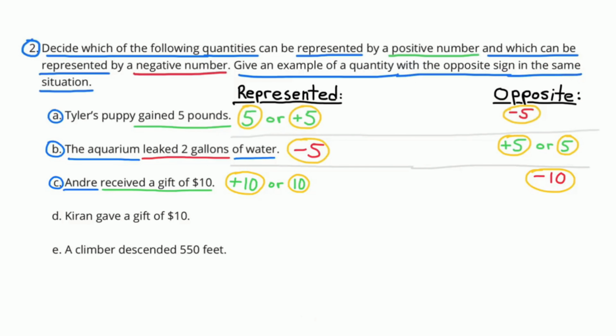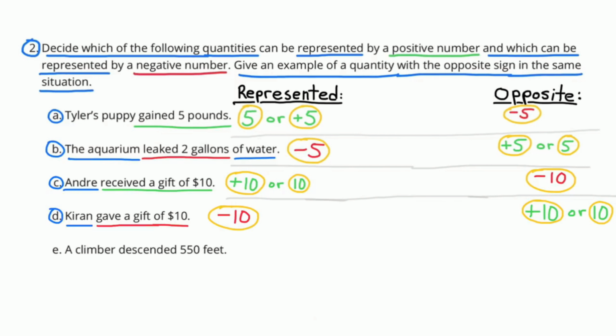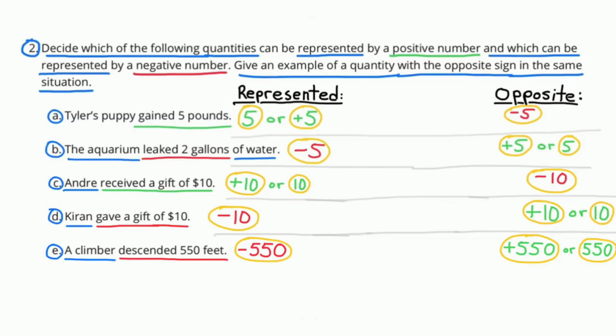C. Andre received a gift of $10. Receiving a gift of $10 would be +10, and the opposite of that would be -10. D. Kieran gave a gift of $10. Giving a gift of $10 would be -10, and the opposite of -10 is +10. E. A climber descended 550 feet. Descending would be negative, so -550, and the opposite of -550 is +550.